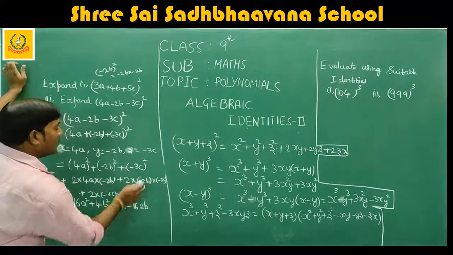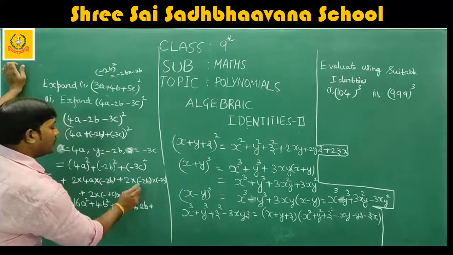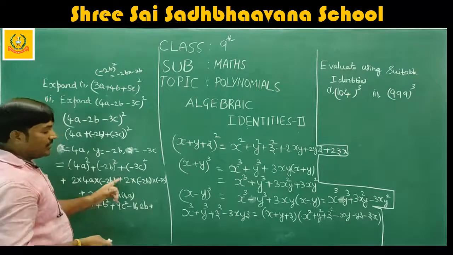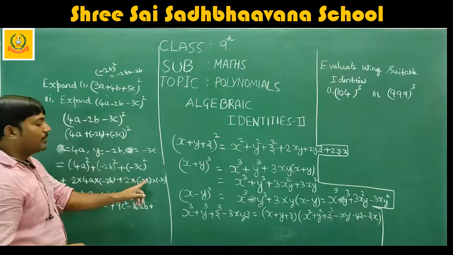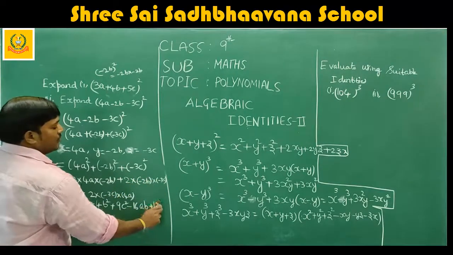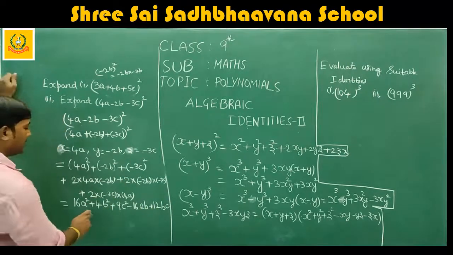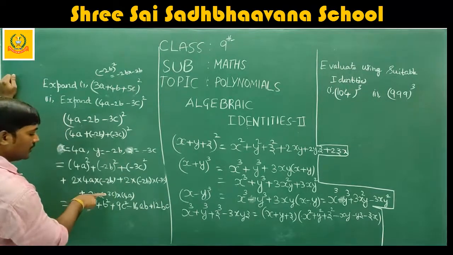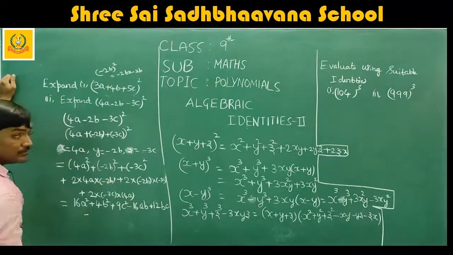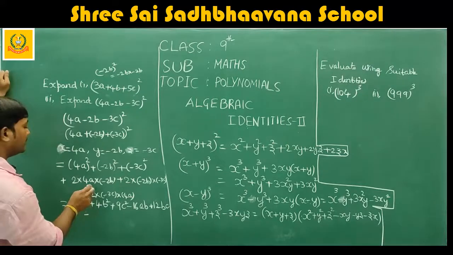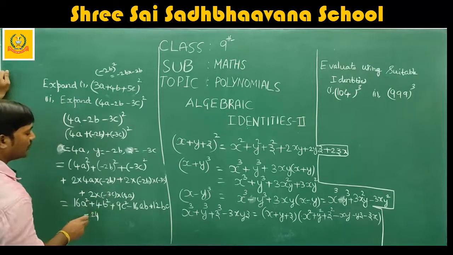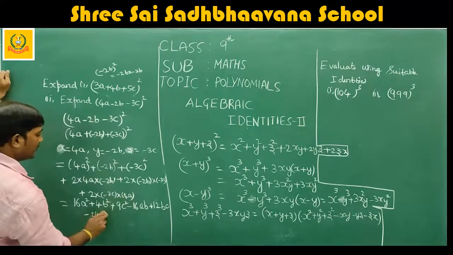Next, 2 into minus 2b into minus 3c. Here, 2 minus symbols are there, correct? So minus into minus is plus. So here you will never get negative. So plus 2 into 2 into 3. So 2 into 2, 4, 4 into 3, 12. So 12 bc. Plus, here you observe, we have plus into minus, minus into plus, minus. Sign is very important. 2 into 3, 6, 4 sixes are 24. Minus 24 ac.